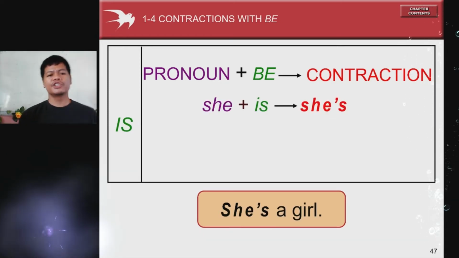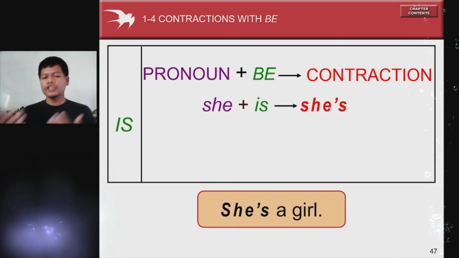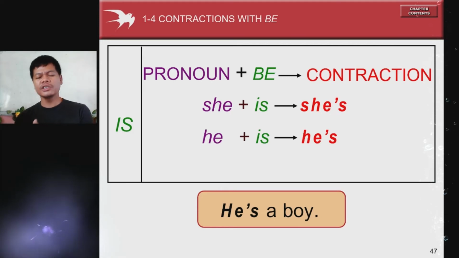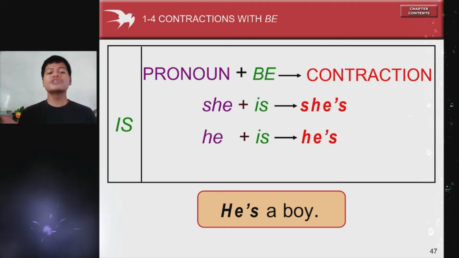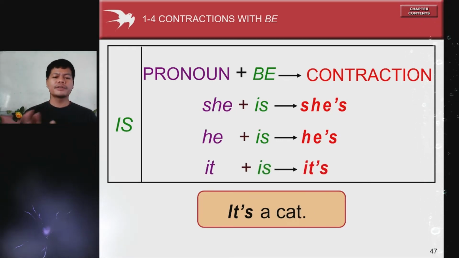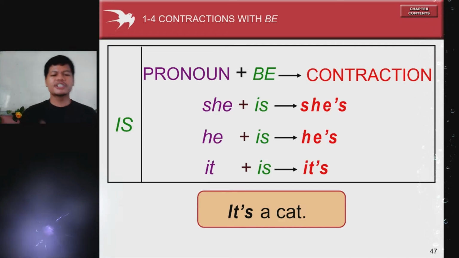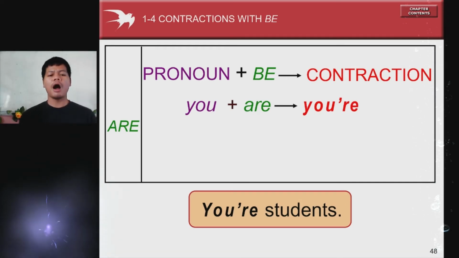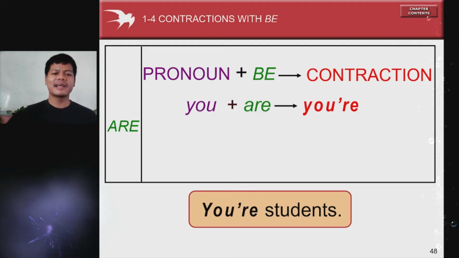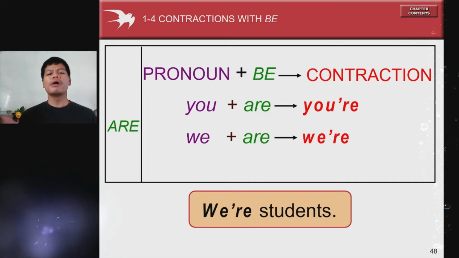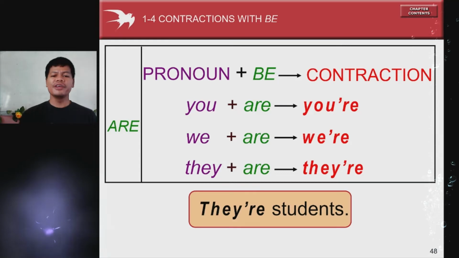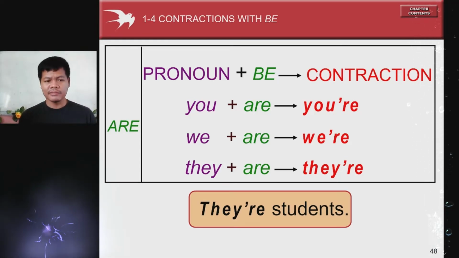Pronoun plus be contraction. She's a girl. Okay, she's a girl. He plus is equals he's. He's a boy. Can you understand? Okay, it plus is equals it's. It's a cat. Do you know? You are equals you're. You're a student. We are equals we're. We're students. And then they plus are, they're students. Okay, very good.